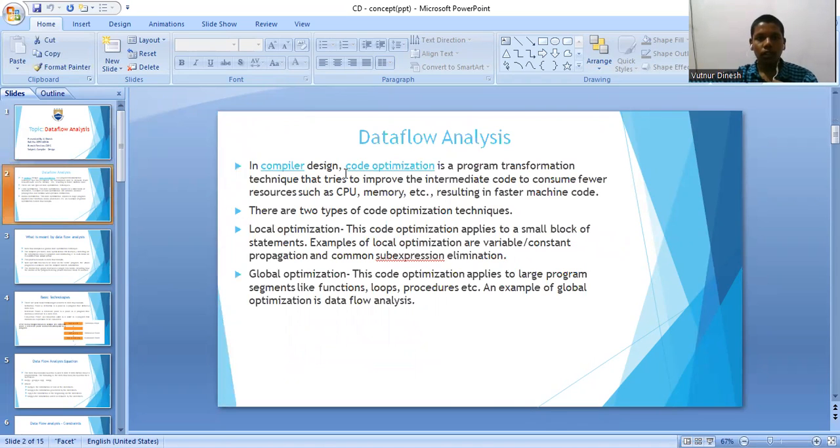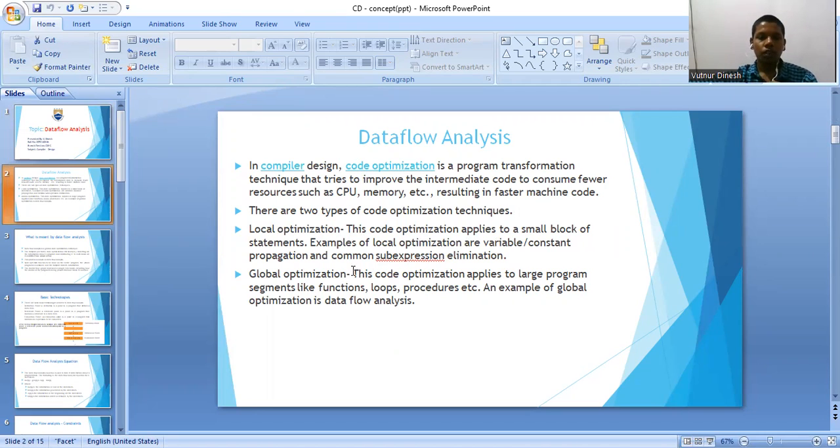In compiler design, code optimization is a program transformation technique that tries to improve the intermediate code to consume fewer resources such as CPU, memory, etc., resulting in faster machine code. There are two types of code optimization techniques: local optimization and global optimization. In local optimization, the code optimization applies to a small block of statements. Examples of local optimization are variable or constant propagation and common sub-expression elimination.